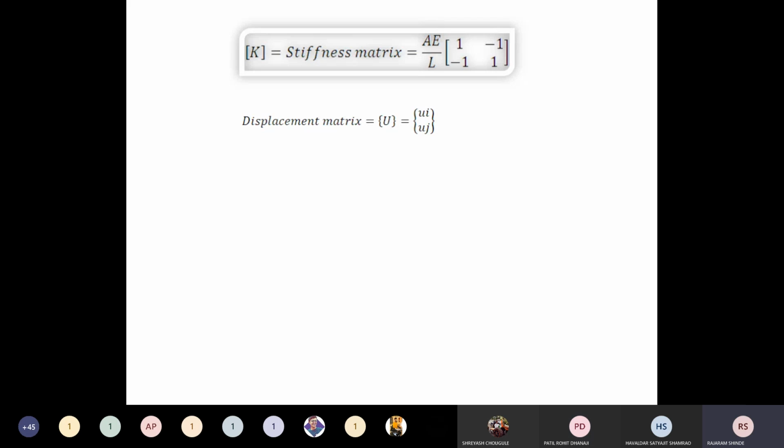Now, what is the definition of stiffness? Can anyone tell? What is the definition of stiffness? Akshay Patil, what is the definition of stiffness?